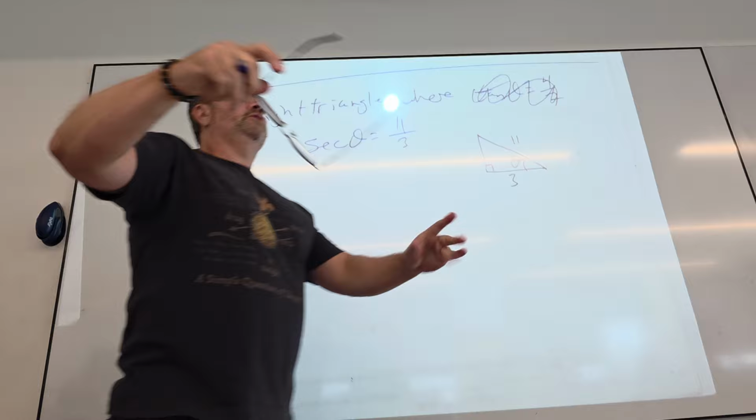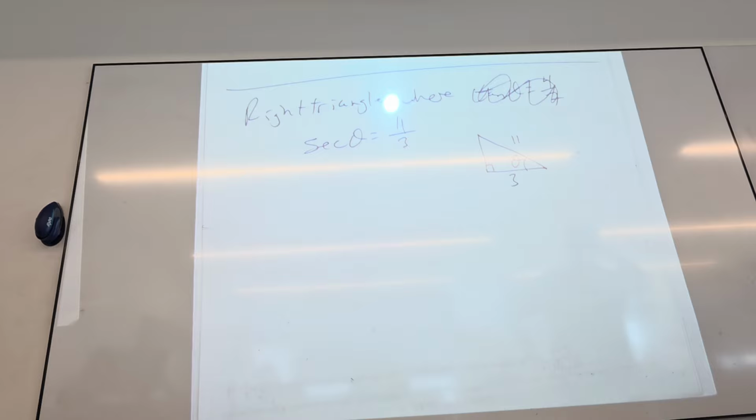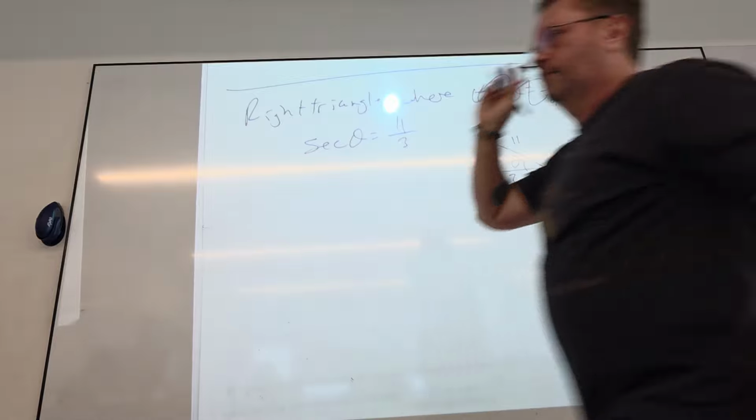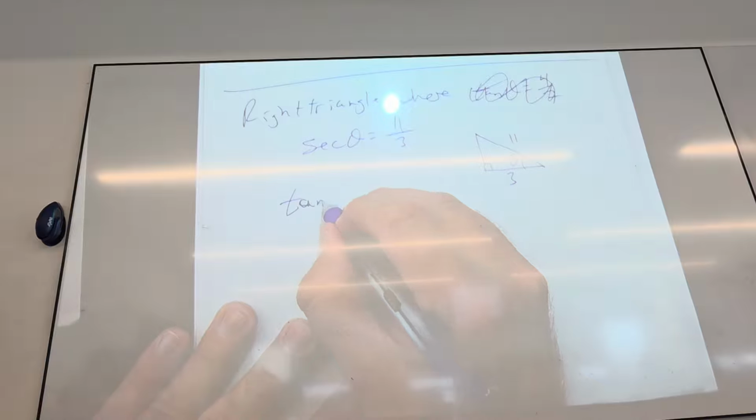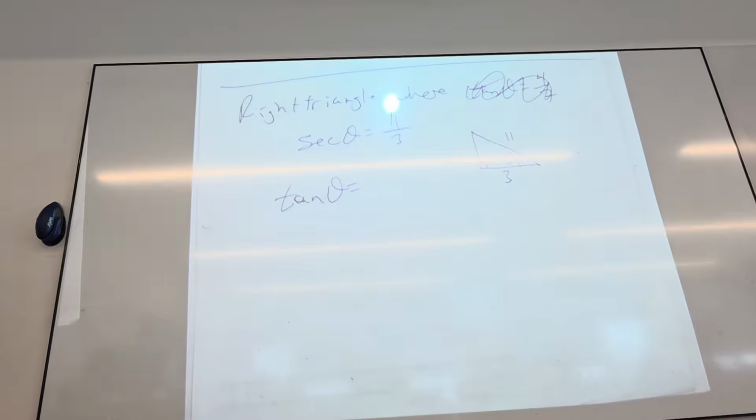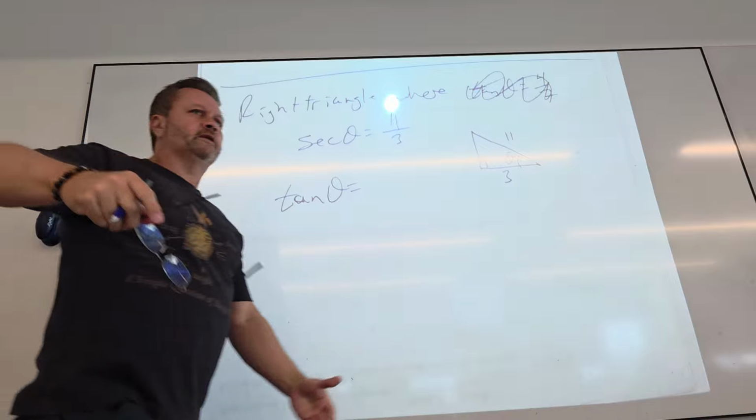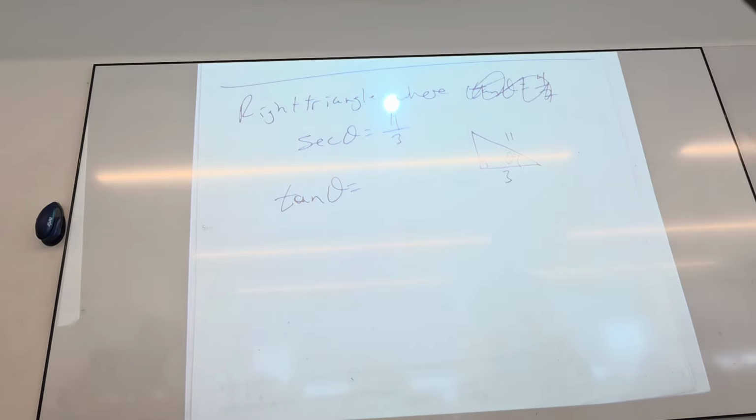So if I tell you tangent theta is 5 over 6, you can draw the triangle. If I say cosine theta is 1 over 8, you can draw the triangle. You guys with me? Then I can ask you any question I want to. Like I could say, what's tangent theta? Do I have all the information I need to figure out tangent theta? What am I missing? I'm missing the y side. And how do I get the y side?